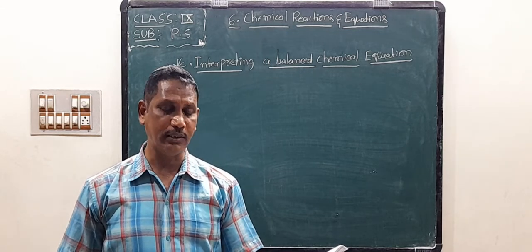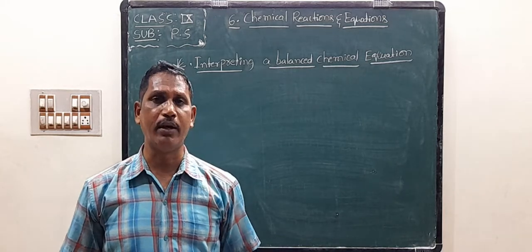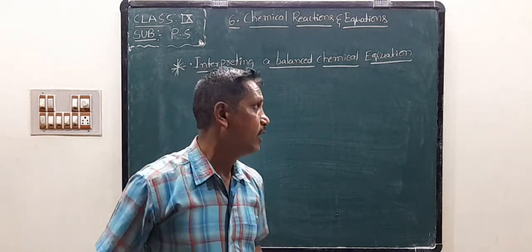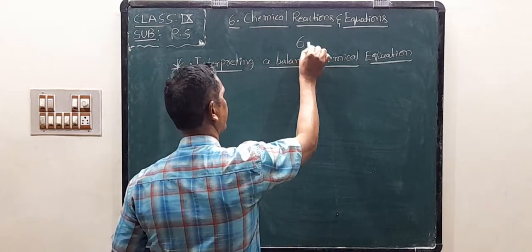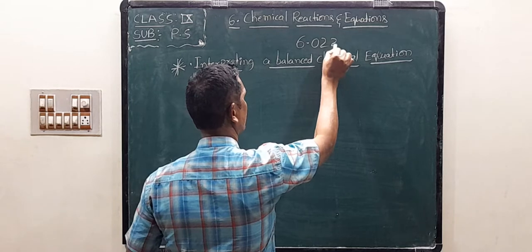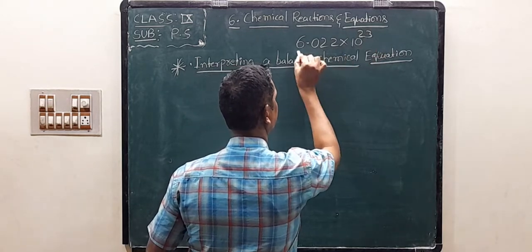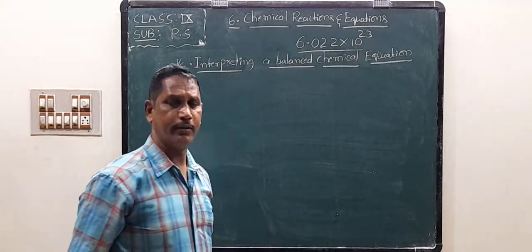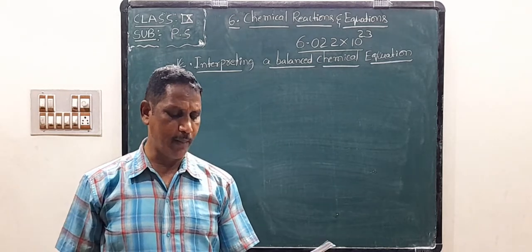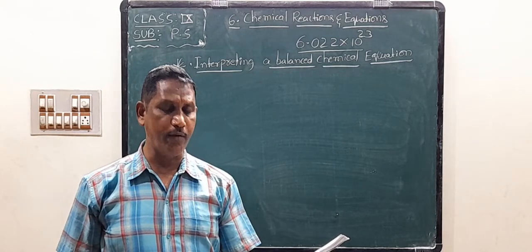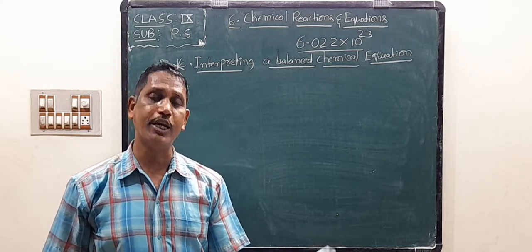Using molar mass in grams and Avogadro's number. We know the Avogadro number is 6.022 into 10 to the power of 23. Avogadro was an Italian scientist.